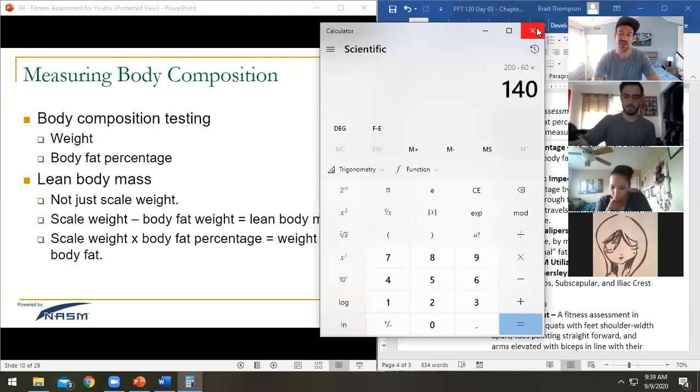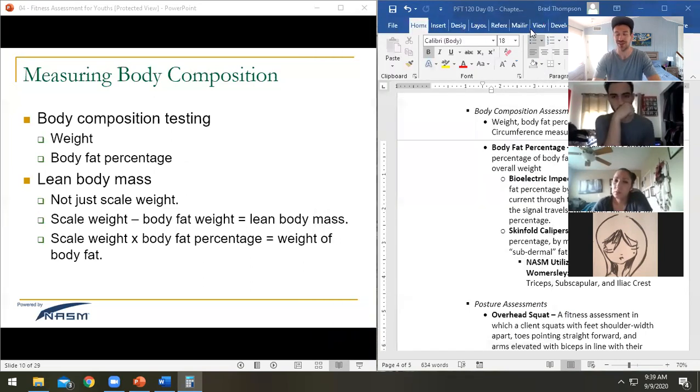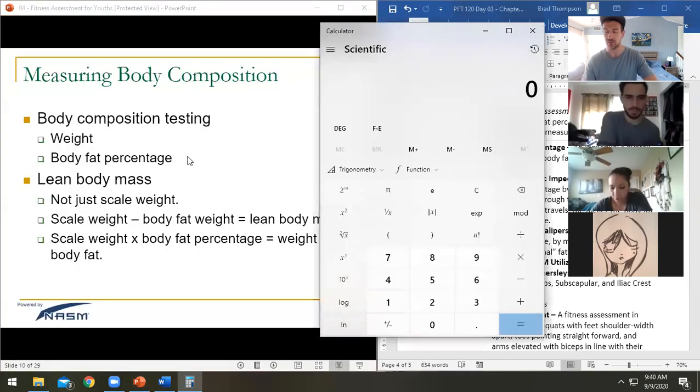When your client sees this, they're going to do a classic thing and go, okay, so I need to lose 60 pounds. No, that would leave you with no body fat, which is very dangerous. But it does give us a pretty good idea of where we want a lot of our weight to come from.